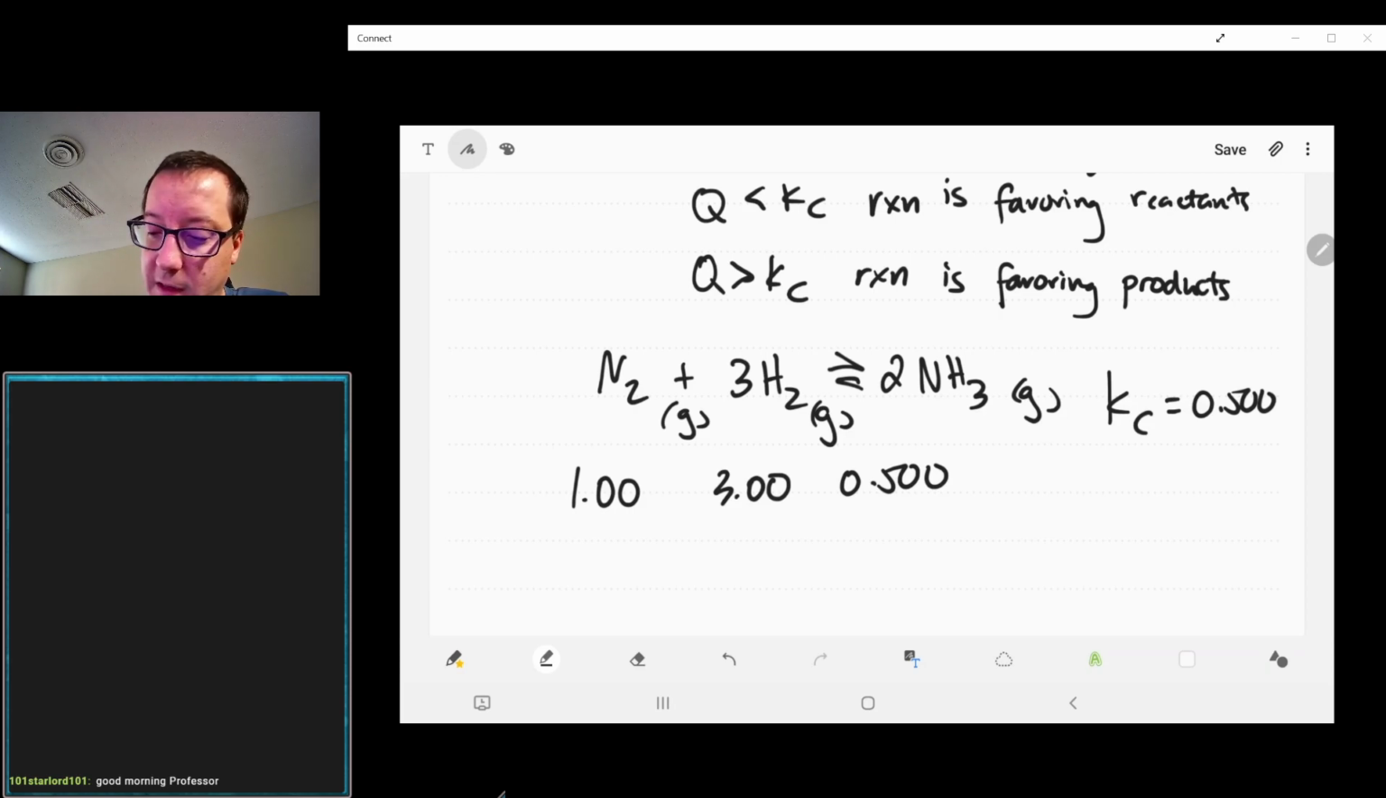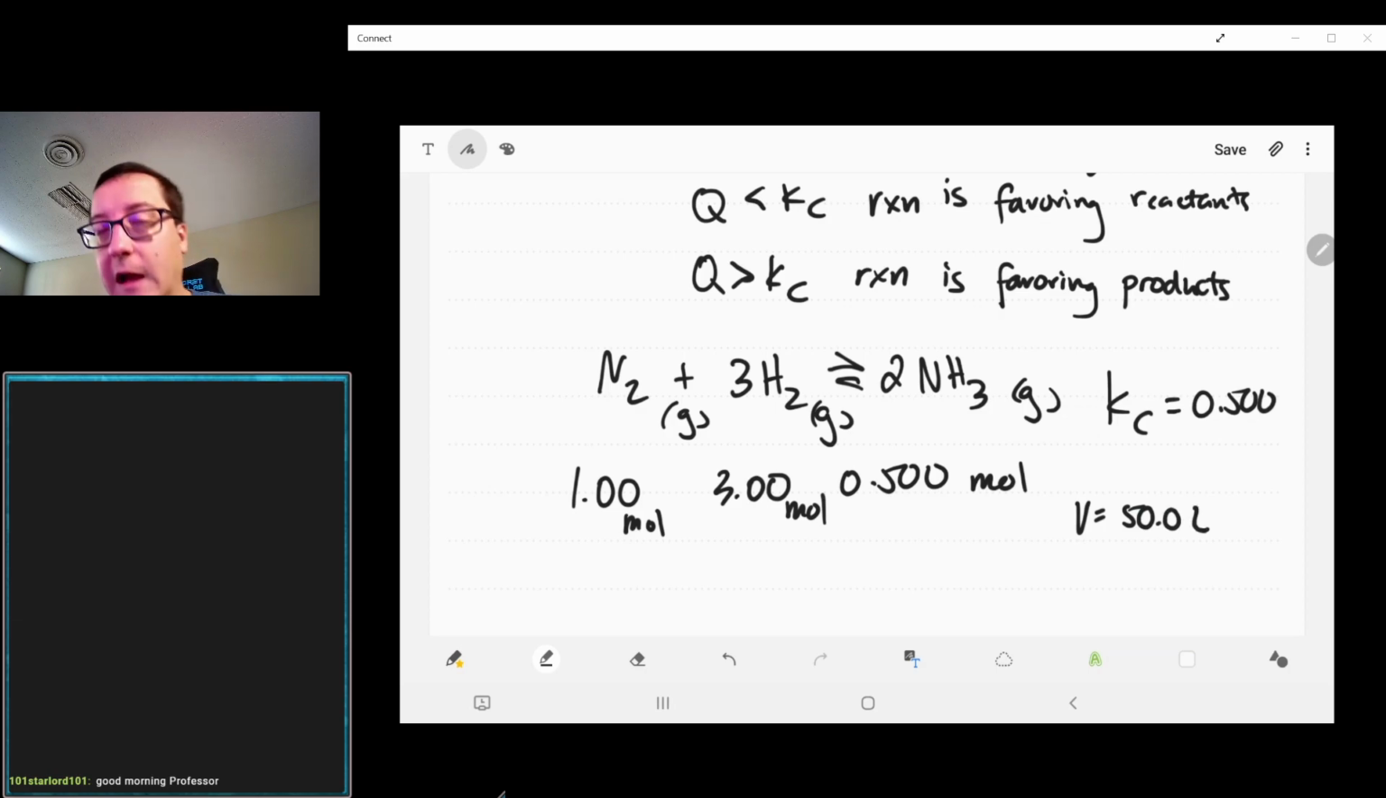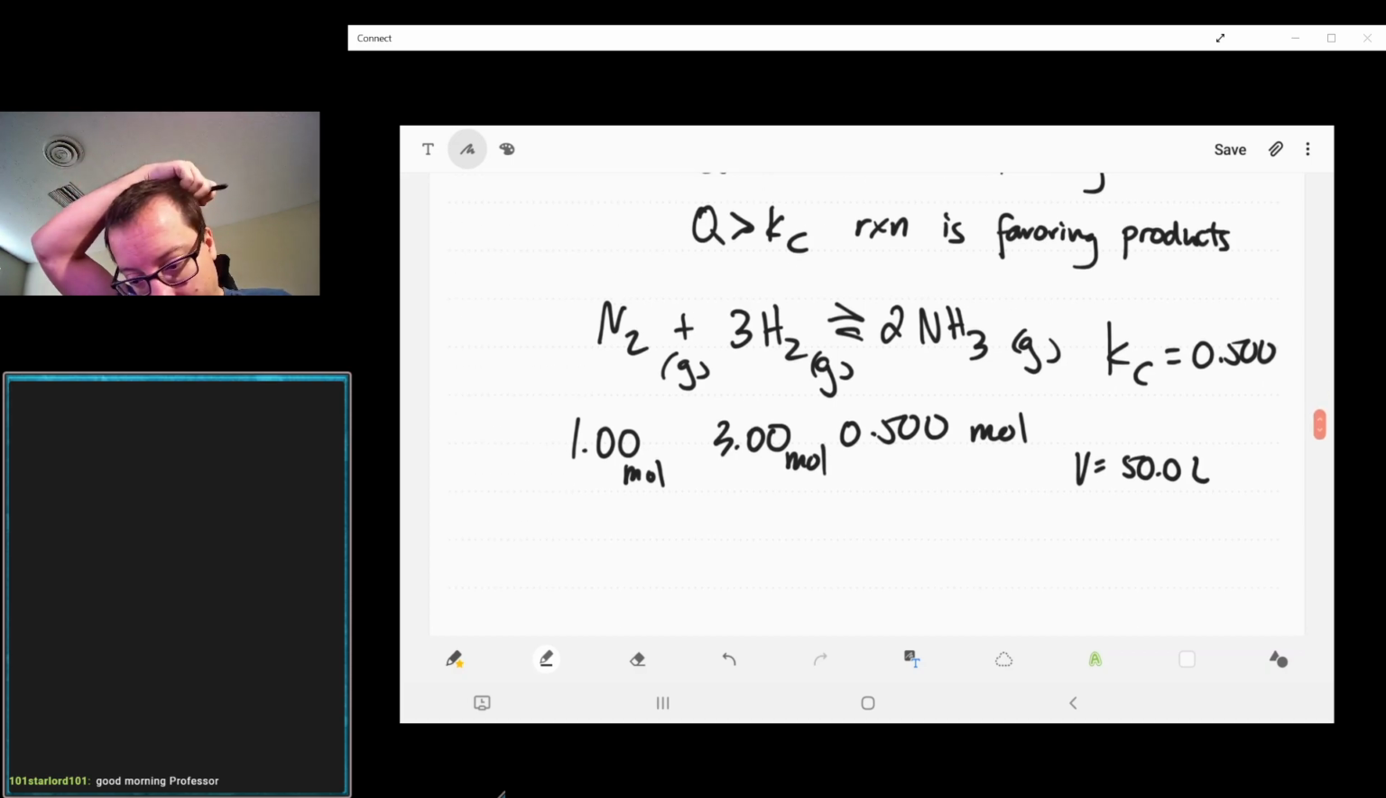Let's say these are going to be our mole values here. If we put 1 mole, 3 moles, and 0.5 moles into our reaction vessel, and let's say the reaction vessel is 50 liters, let's go ahead and see where this reaction is headed, what's going to happen with it.